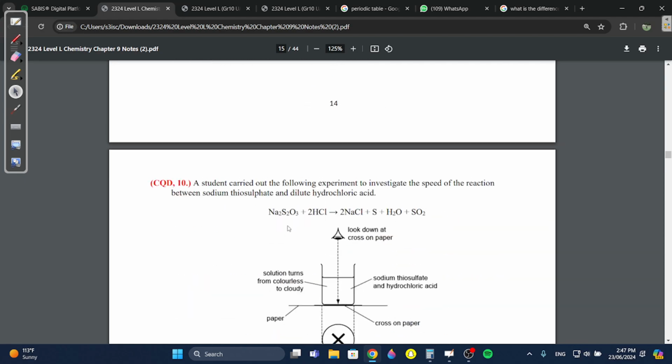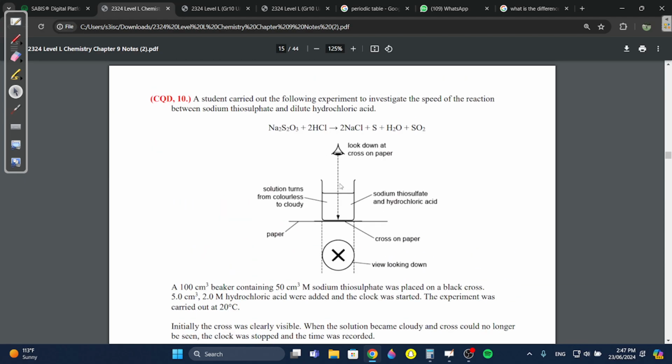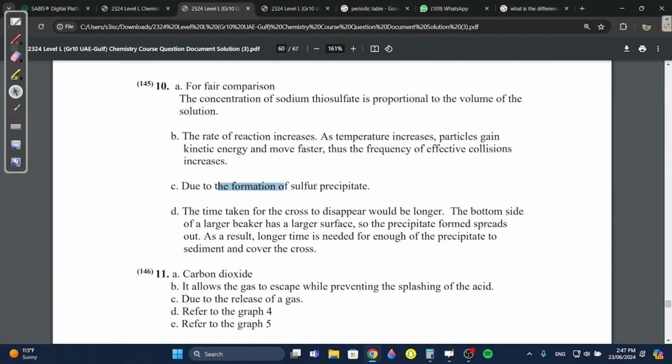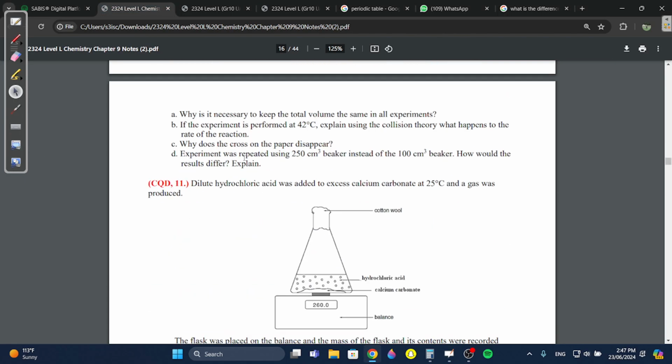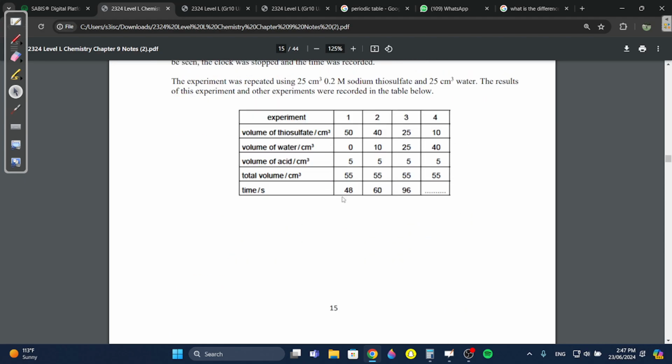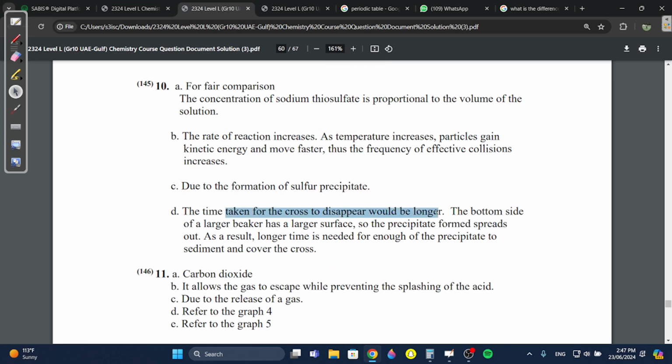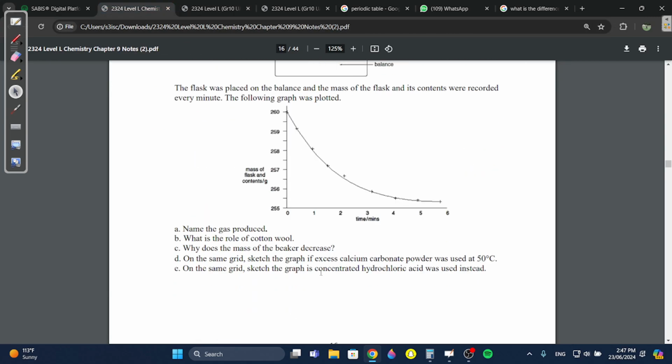Why does the cross on the paper disappear? Obviously, because the precipitate was formed, right? When the reaction happens, there will be precipitate formed, so due to the formation of the precipitate. The experiment was repeated using 250. How would the results differ? Here it was 100, but they used a larger beaker, so there will be more area to occupy, so there will be a lower rate. The time taken would be longer because the bottom of the larger beaker has a larger surface, so the precipitate has to spread out over a larger surface. As a result, longer time is needed for enough of the precipitate to sediment and cover the cross.